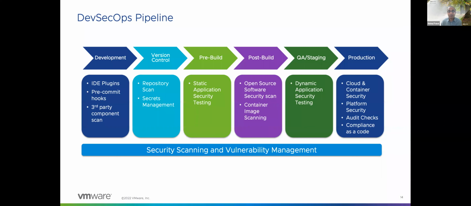Some of these capabilities are what we have done all the way to the development phase, and the rest from pre-build, post-build, and QA staging and post-production, we talked about. Primarily, the latest addition to this was the post-production container scanning, provided by our Carbon Black product, where we have not only enabled workload protection at the VM levels, but also container security for Kubernetes workloads. Mukund, we can go to the next slide.